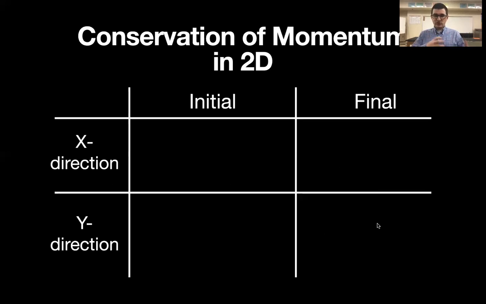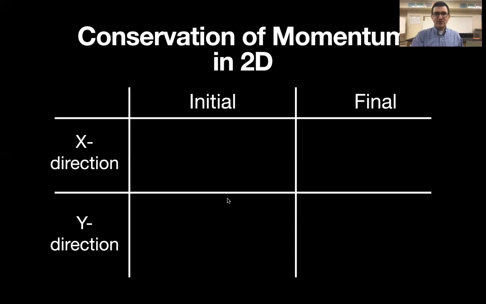The way that I like to structure these problems is that we're looking at four different boxes. We're looking at the initial momentum and the final momentum in the x direction and the y direction. To segment everything, I like to make this grid that has initial, final, x and y, just to keep everything in its proper place.